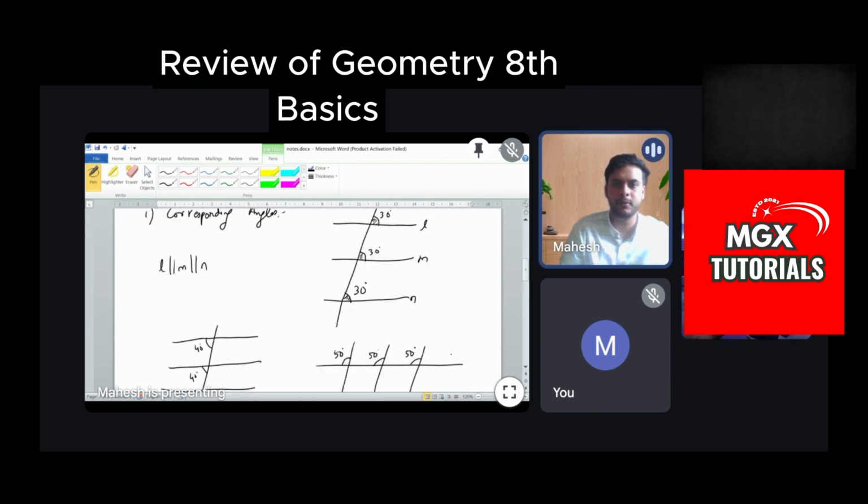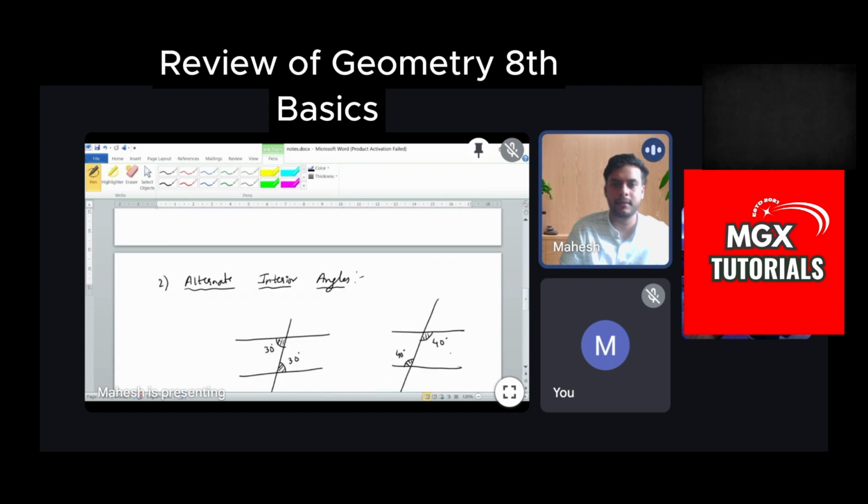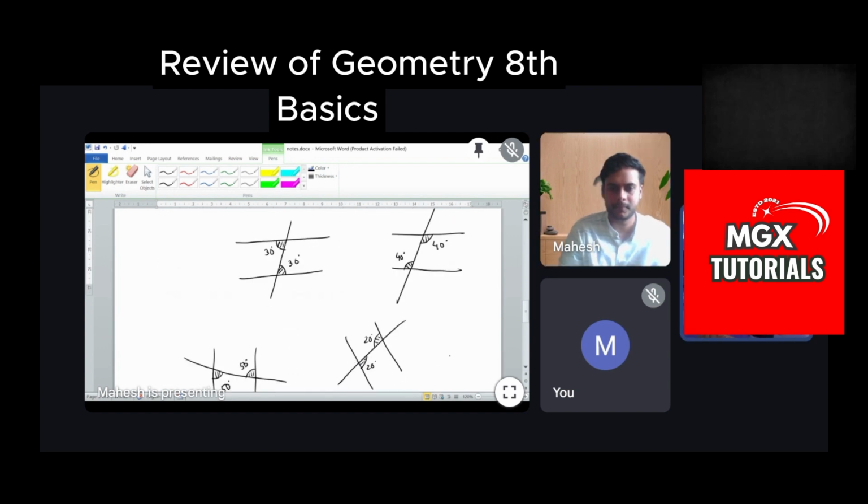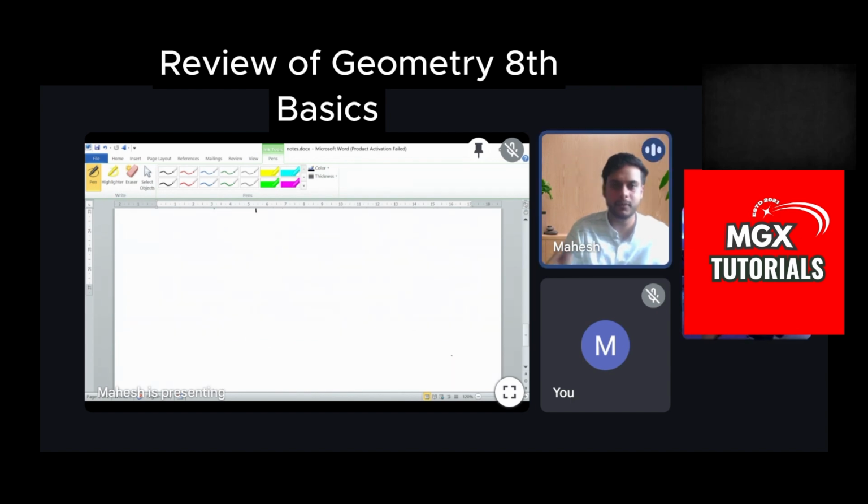Corresponding angles will look like this. Alternate interior angles will look like this. One below the other, one below the other, one below the other. Like that. This is totally different. Next we have the third one, alternate. No, no, all are easy. If you learn, it is easy. Nothing is hard.